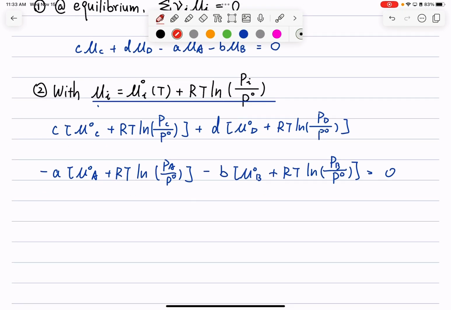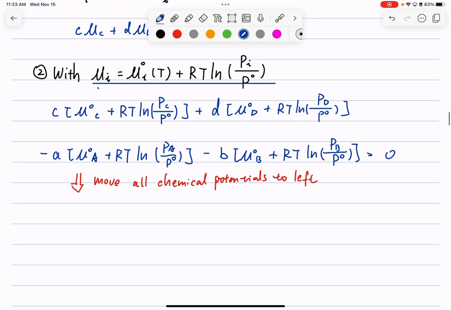And we want to simplify it a little bit. Right now it looks too complicated and we cannot get any information out of it. So let's move all the chemical potential to the left. We want to express our chemical potential with some property we can measure, like pressure. So we end up getting C mu naught C plus D mu naught D minus A mu naught A minus B mu naught B, and everything left on the right-hand side are your RT ln terms.